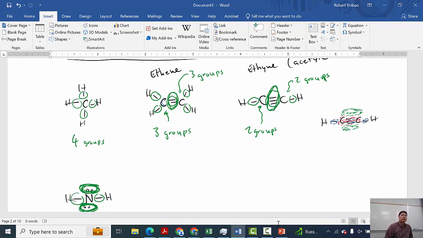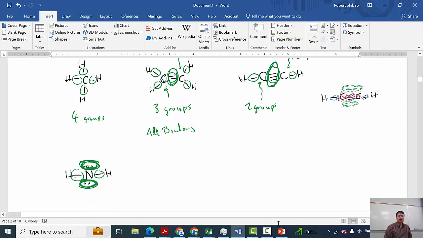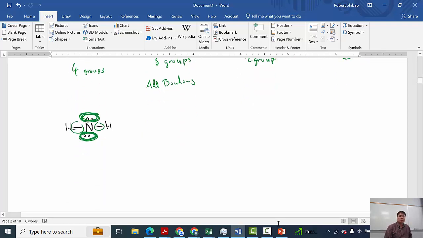That's because the bonding pair are pulled in 2 directions. That's 2 pairing electrons, 2 pairing groups, but yeah, all these groups here, these 4 groups are all bonding. 3 groups bonding, 2 groups bonding, so all bonding. But in this case, we don't have all bonding, but all the bonds aren't equivalent. You know, double bonds more concentrated, triple bonds most concentrated here.